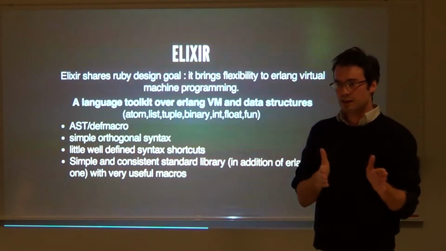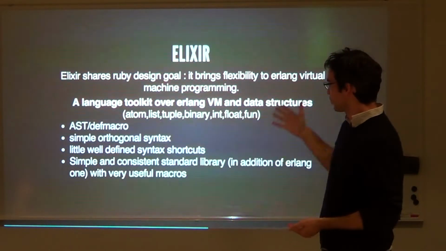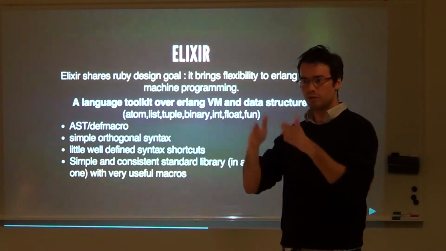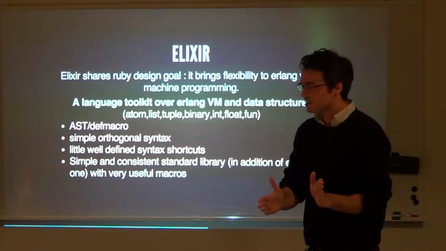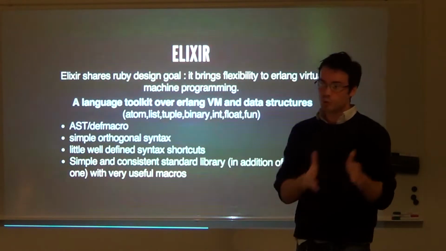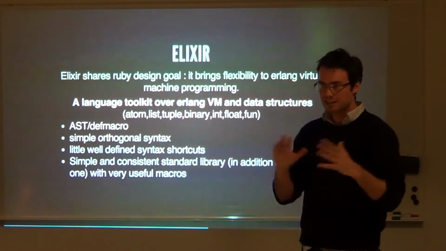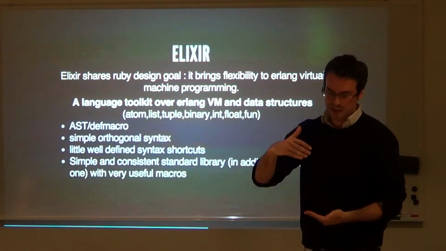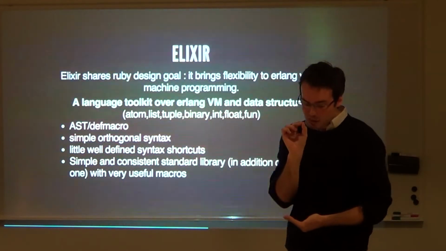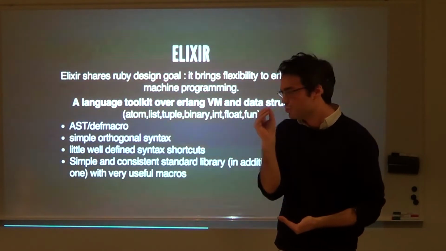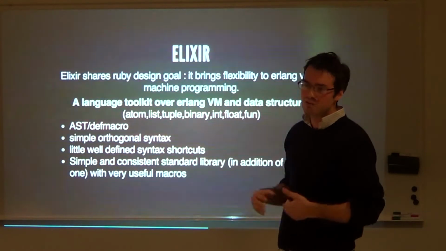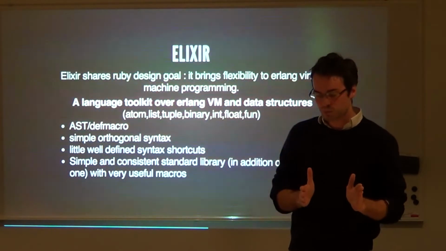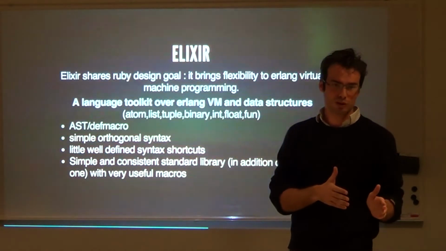But what is Elixir? Elixir brings homogeneity. Elixir brings an AST, so you can describe Elixir code with an Erlang data structure. And Elixir is only this AST with a function, the def macro, that compiles the Elixir code from this AST. And that's it. Then we have a simple orthogonal syntax over this functionality, and little well-defined syntax shortcuts to allow you to have this kind of AST programming, but simpler. And then a simple and consistent standard library that brings you the things that you missed when you use Erlang.